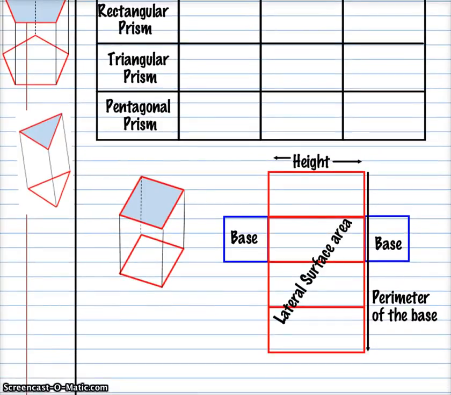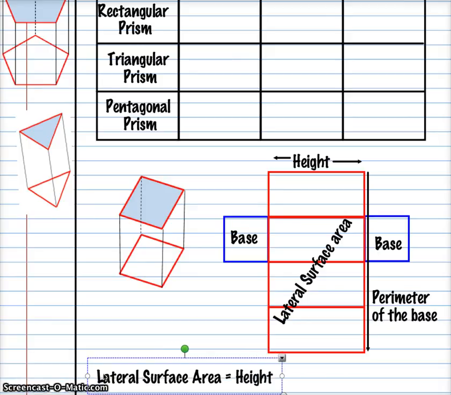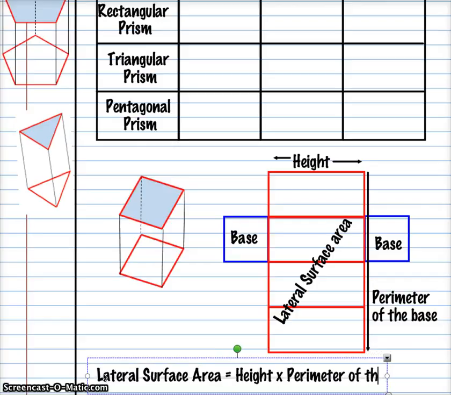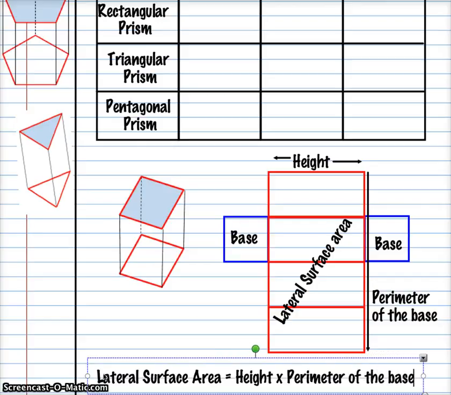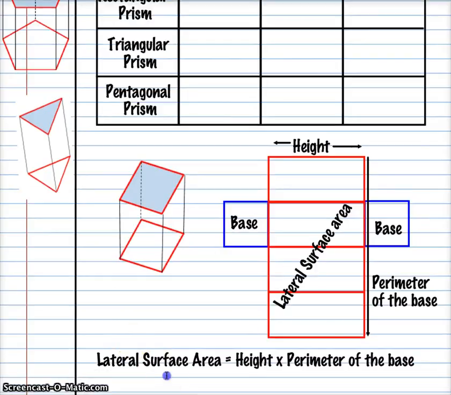So what I'm going to do is give you the equation for the lateral surface area. The lateral surface area is equal to the height times the perimeter of the base. The area of the base is equal to length times width.